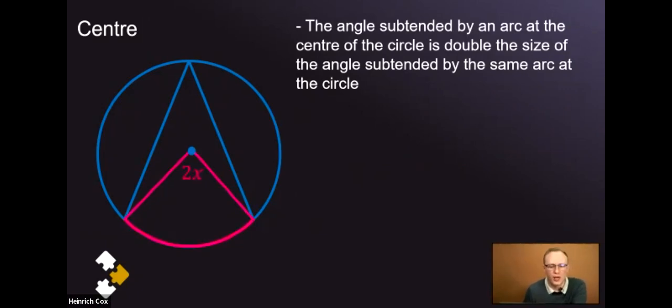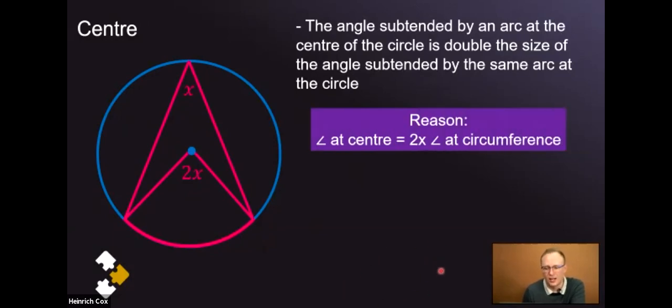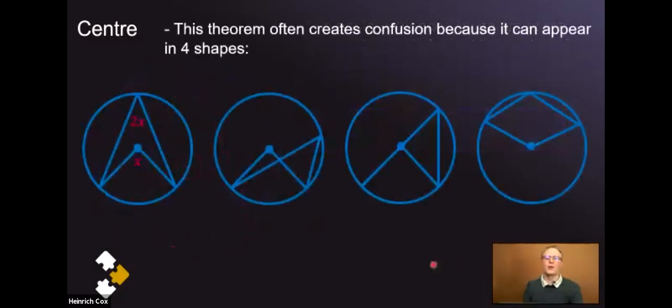That angle 2x, you can see, is being subtended by that arc that has been highlighted there in pink. It is also true that this angle here, x, is being subtended by exactly the same arc. So this angle at the center becomes 2x, and that angle there is x. So our reason is angle at center equals 2 times the angle at the circumference. Now, this theorem often causes a little bit of confusion because there are a few different shapes in which it can appear.